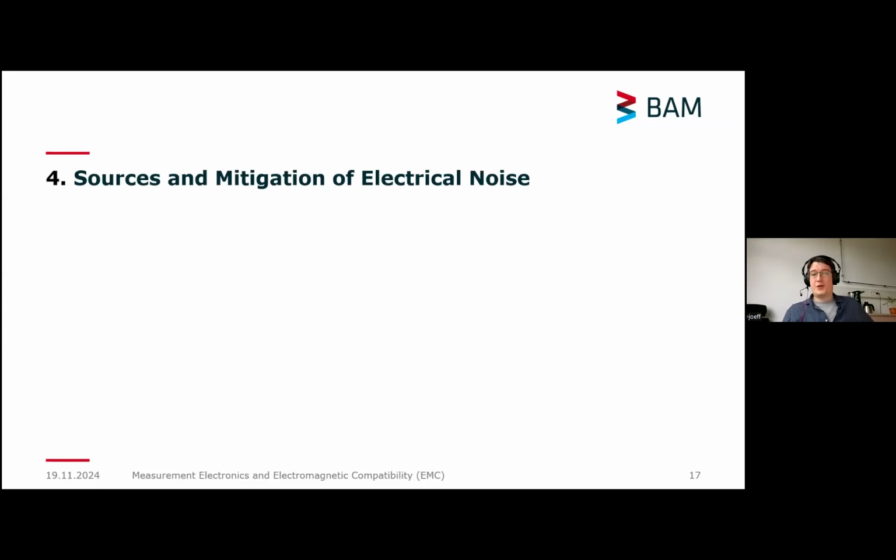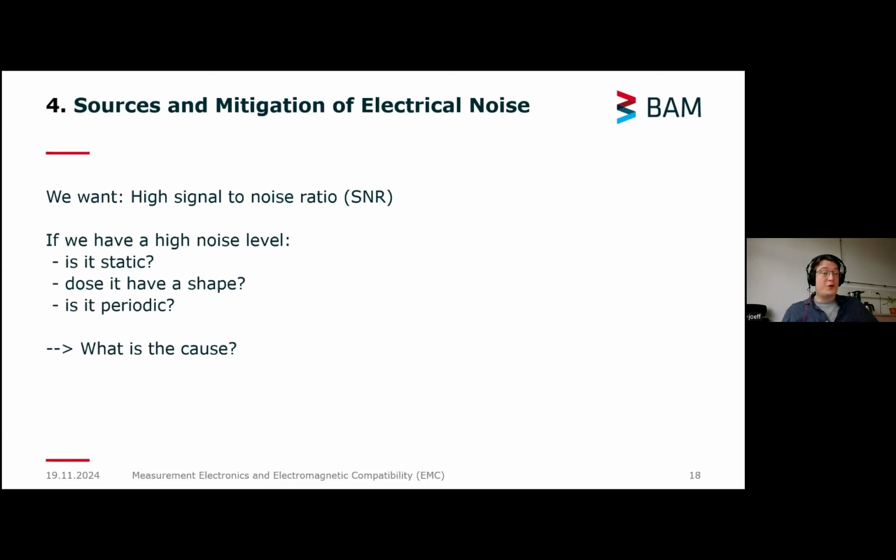So what should we do when we encounter higher noise levels in our measurements? This is the upcoming topic. We want a high signal to noise ratio. The noise should be as small as possible. The signal should be as big as possible, but lower than the input range of the system which is acquiring the signal.